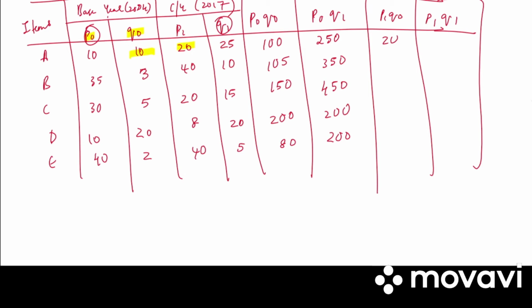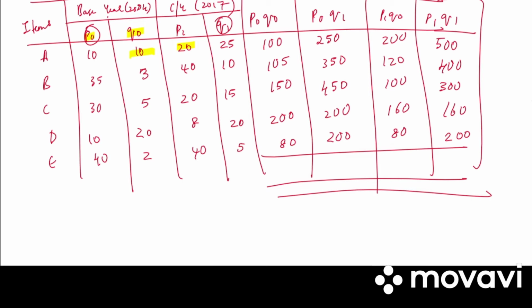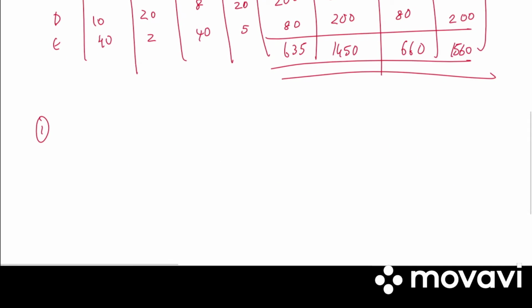So 10 × 20 = 200, 40 × 3 = 120, 20 × 5 = 100, 20 × 8 = 160, 40 × 2 = 80. Last we have P1 Q1: 20 × 25 = 500, 40 × 10 = 400, 20 × 15 = 300, 20 × 8 = 160, 40 × 5 = 200. Now we need to total all the four: 635, 1450, 660, 1560.